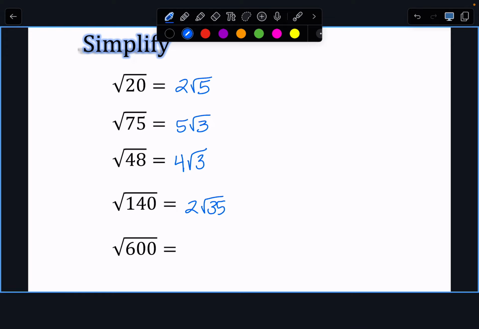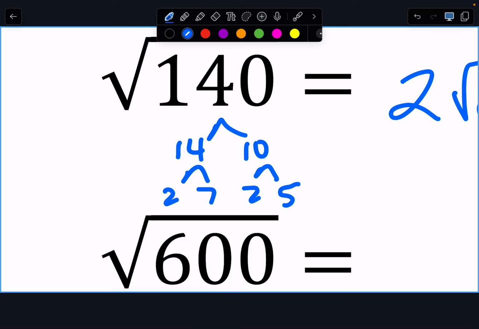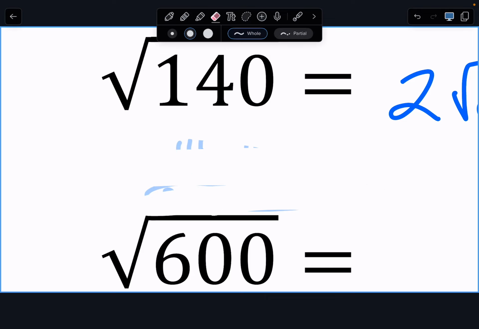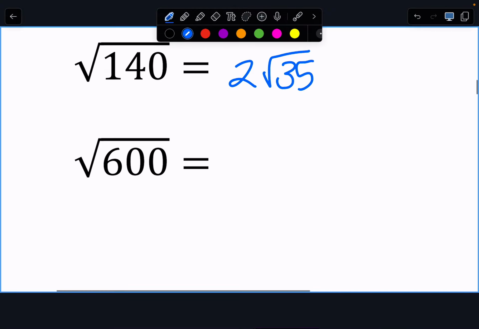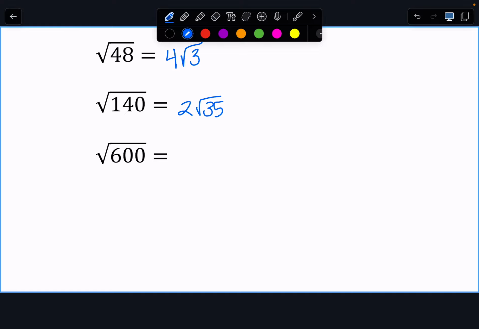This is what I would do for 140. I would think of, oh, I know this is 14 times 10. And this is 2 times 7 and 2 times 5. Oh, okay, so we have 4 times 35. You see how I did that? When I see 140, I don't automatically think of 4 times 35. All right. Avery, square root 600. 10 radical 6. Okay, we've done that before.